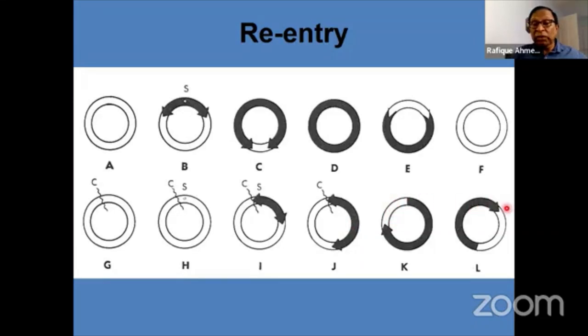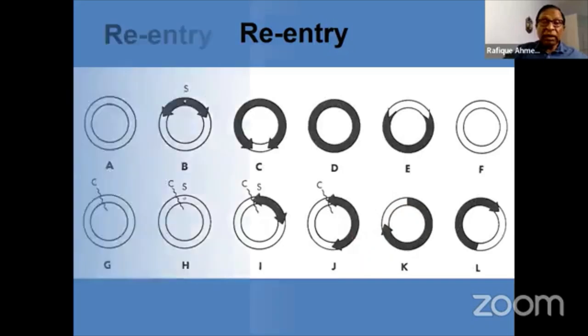Now, the critical part is that there must be an area in front of this electricity which is not in a partial or a complete refractory period. Because if it is refractory, then it cannot conduct. And that's why we don't see this arrhythmia all the time. It happens just at a critical time, when a premature beat can produce a signal that goes in one direction, and then it can go round and round.